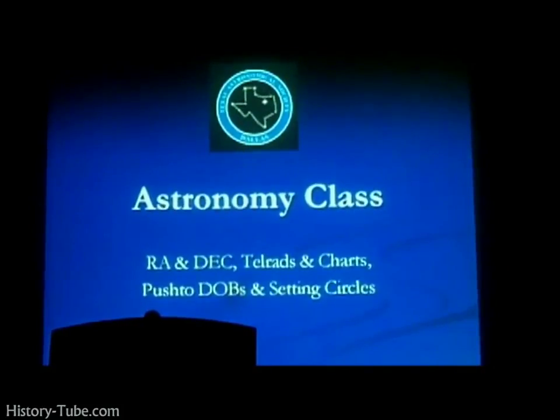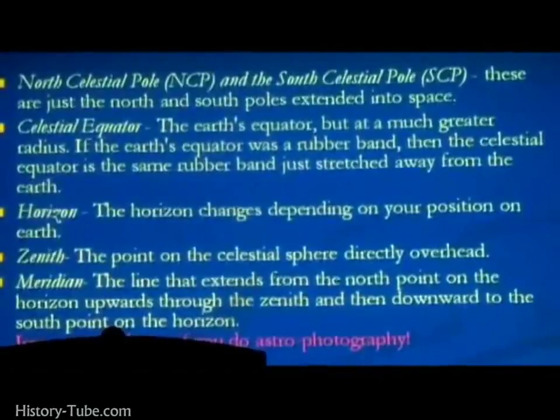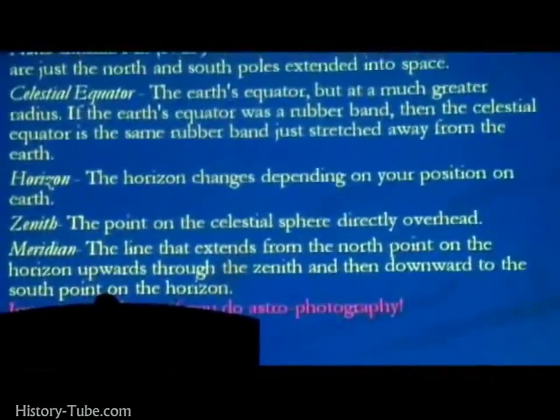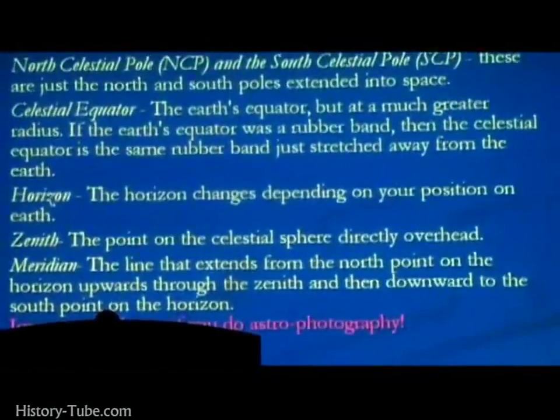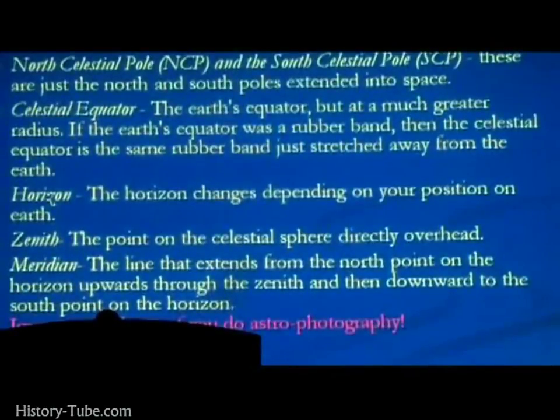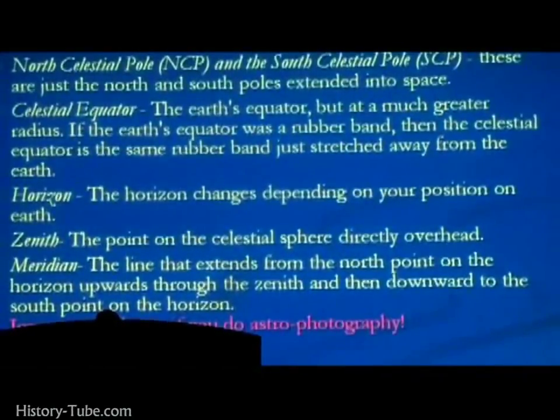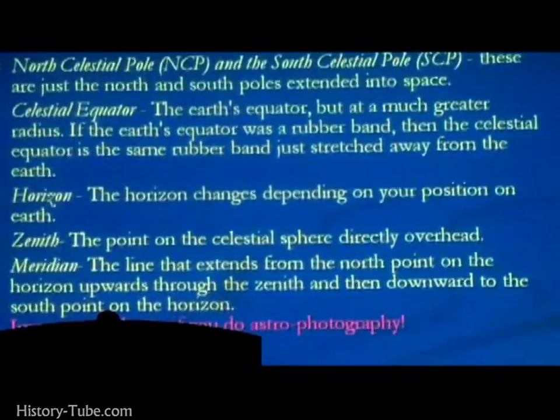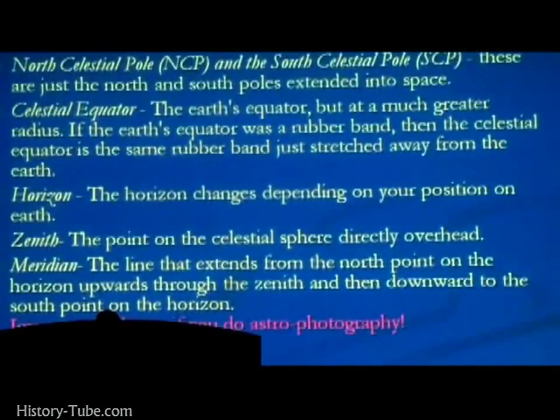Zenith is the point on the celestial sphere directly overhead. So when we say that an object is at zenith, you could think of it as being exactly 90 degrees above the horizon. The meridian is the line that extends from the north point on the horizon upwards through the zenith and then downward to the south point on the horizon. So what that means is if you were to face directly north and you were to draw a line straight up through the sky all the way directly to south, it's going to bisect the sky in half. And that line is called the meridian.